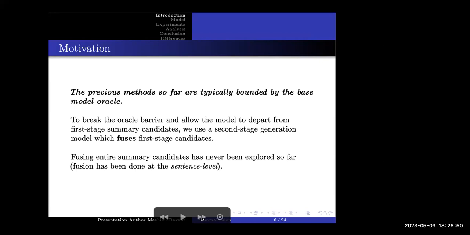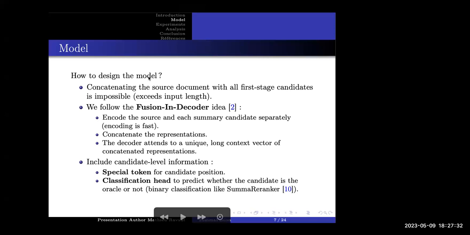We want to possibly go beyond the first stage oracle and allow the model to produce a second stage abstractive summary. That's why we use a second stage generation model, which will fuse together first stage candidates. Fusing entire summary candidates was never done before, although there are a few research papers proposing to fuse at the sentence level. For instance, identifying important sentences in a source document, maybe clustering sentences on a given topic together, and then fusing such sentences. But at the entire summary level, it was never explored. So how do we go about this? How do we design such a model performing summary candidates fusion?